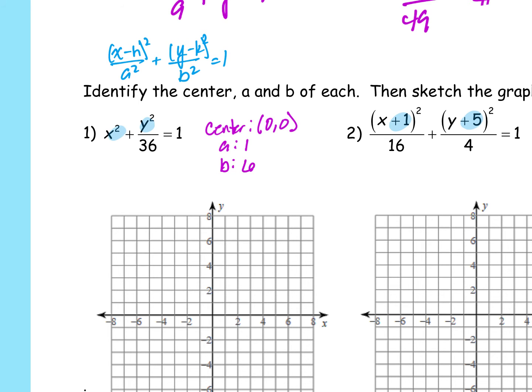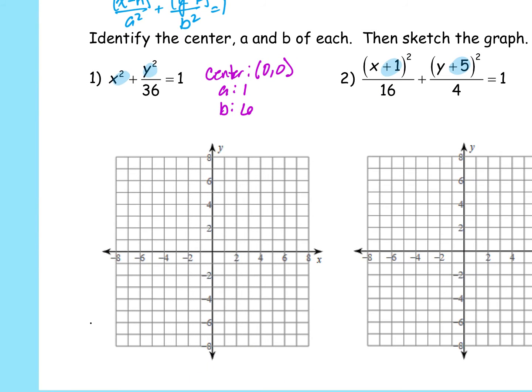So then I'm going to go to 0, 0. Plus 1. A goes side to side, right? So I'm going to go 1 in each direction. And then it's 5 down. Isn't it 5? The square root of 36 is 5. Oh, no, I was doing number 2. My bad. I'm just ahead of myself.